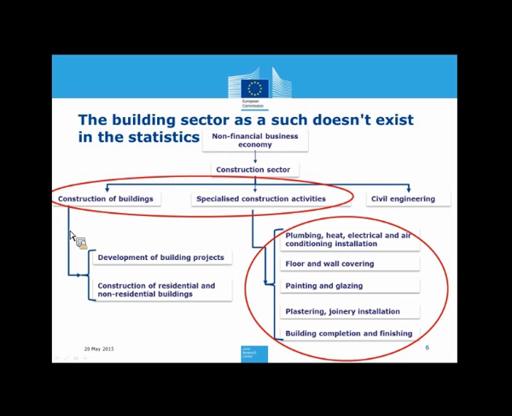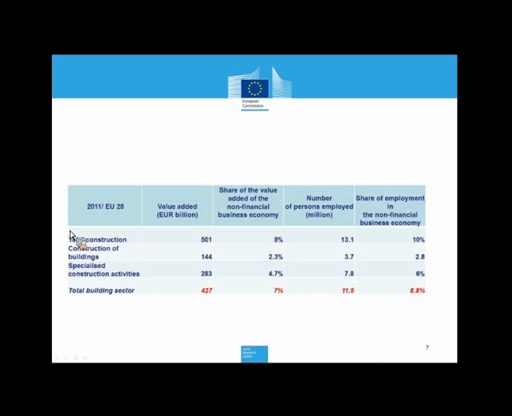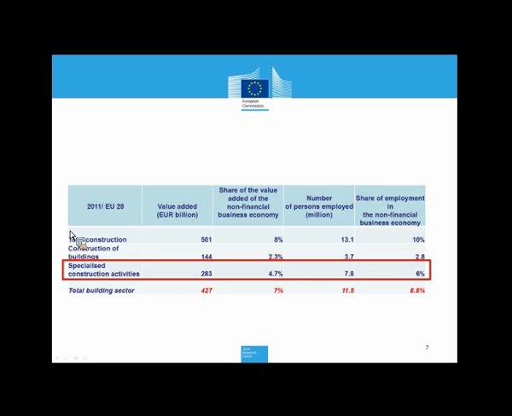What you have to keep in mind for the rest of the webinar is that we will focus mainly on specialized construction activities, because this is where the renovation work is included. It's not only renovation, but we try to take into account those activities that are related to renovation work. And what we see is that within the building sector, specialized construction activities have the highest contribution to the EU GDP and the highest contribution to EU employment. 6% of EU employment is provided by specialized construction activities.